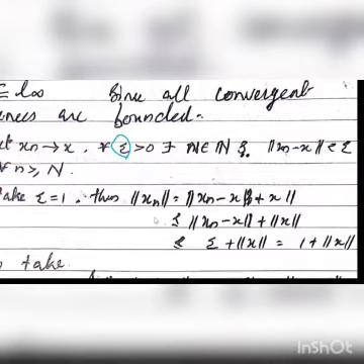Then mod of xn can be written as mod of xn minus x plus x. Now use the triangle inequality. That is less than or equal to mod of xn minus x plus mod x. But xn minus x we have assumed is less than epsilon, so you will get this as less than epsilon plus mod x. But we have taken epsilon as 1, so this is 1 plus mod x.